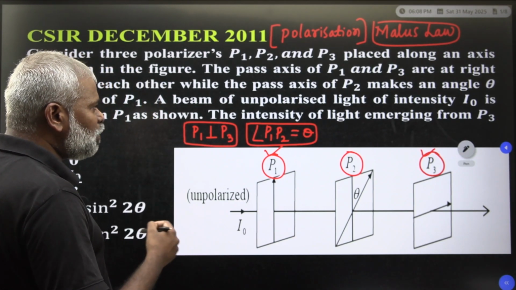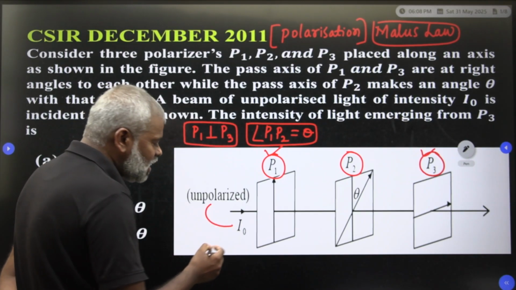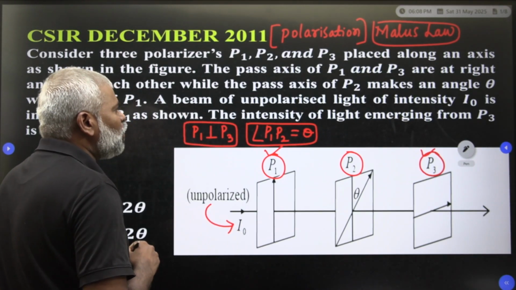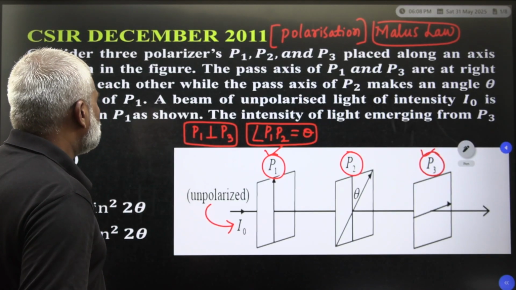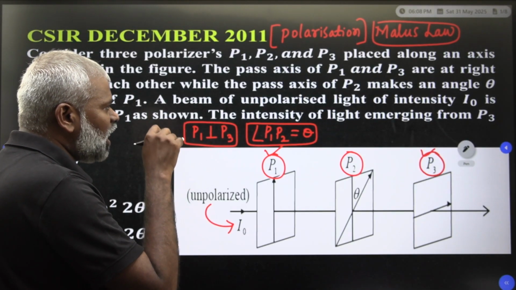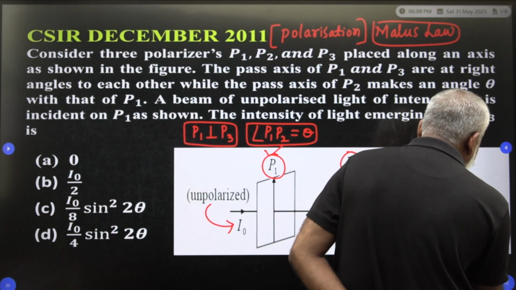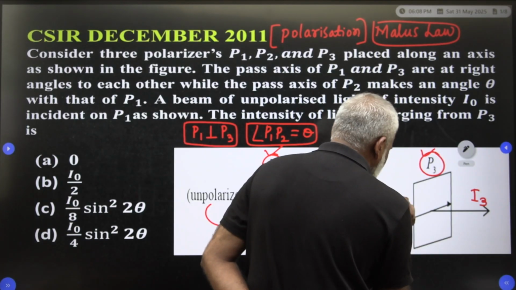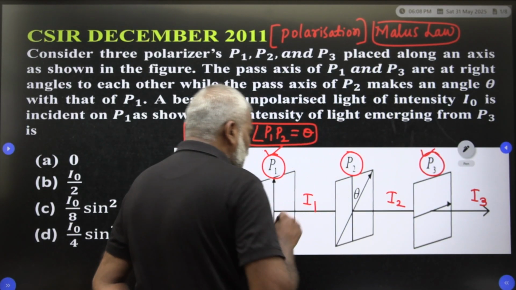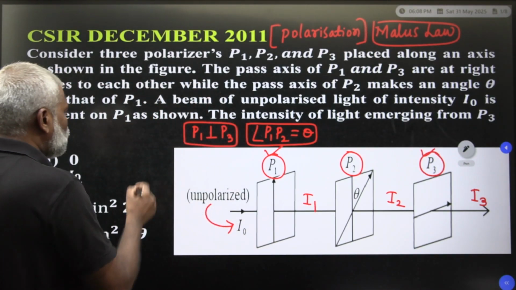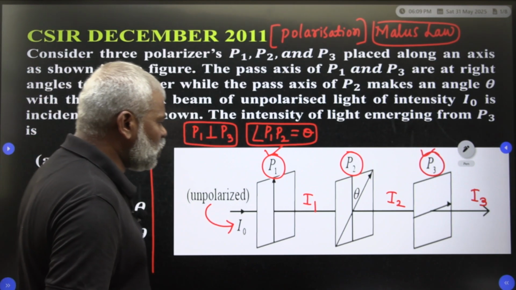A beam of unpolarized light, I naught, is incident through P1. Therefore, the intensity emerging from P3 we take as I3, this is I2, and this is I1. Clear? So according to the Malus law, what is your Malus law?